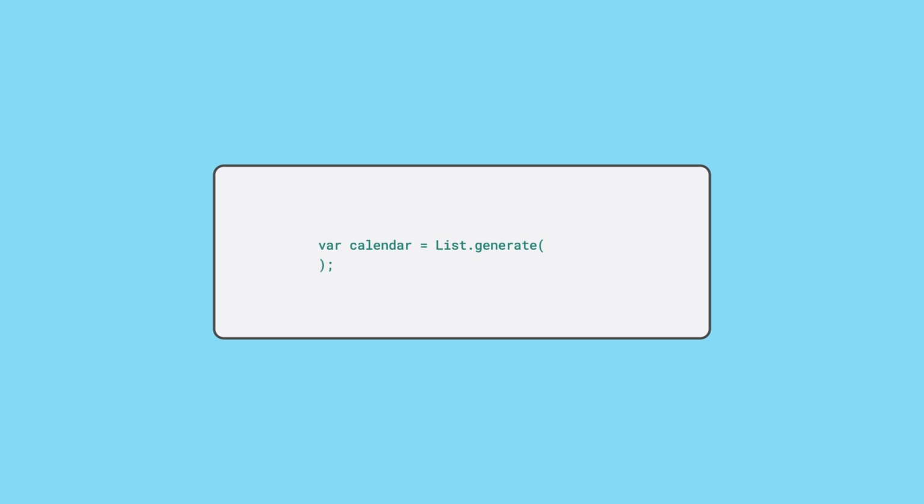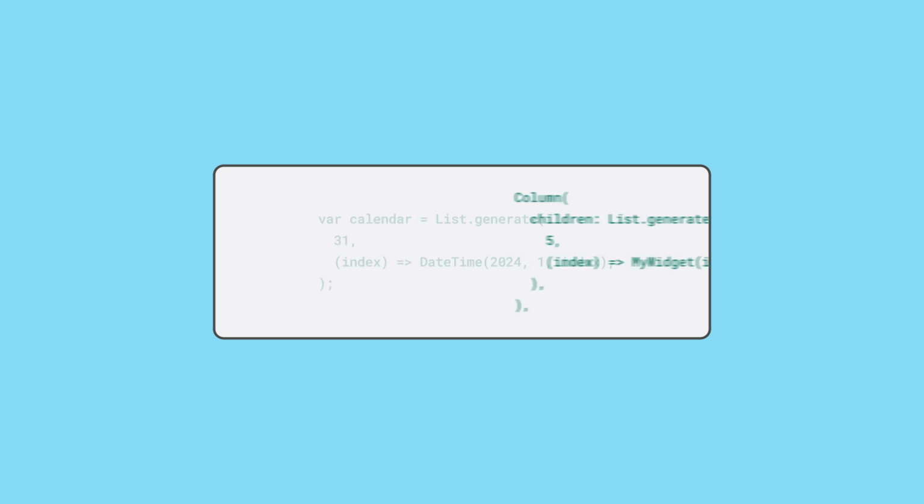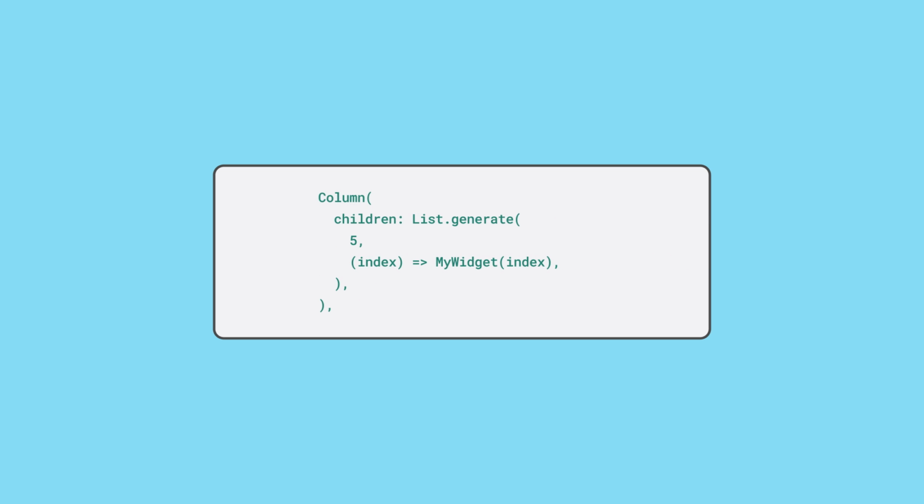Generate is a named constructor on the list class that creates a list and fills it with a specified number of items. The items are generated using a callback function that's passed the item's index as an argument. In Flutter, list.generate can be useful when creating lists of similar child widgets for rows and columns, especially when you don't need the scrolling functionality of list views, or when you're combining a variety of related widgets.